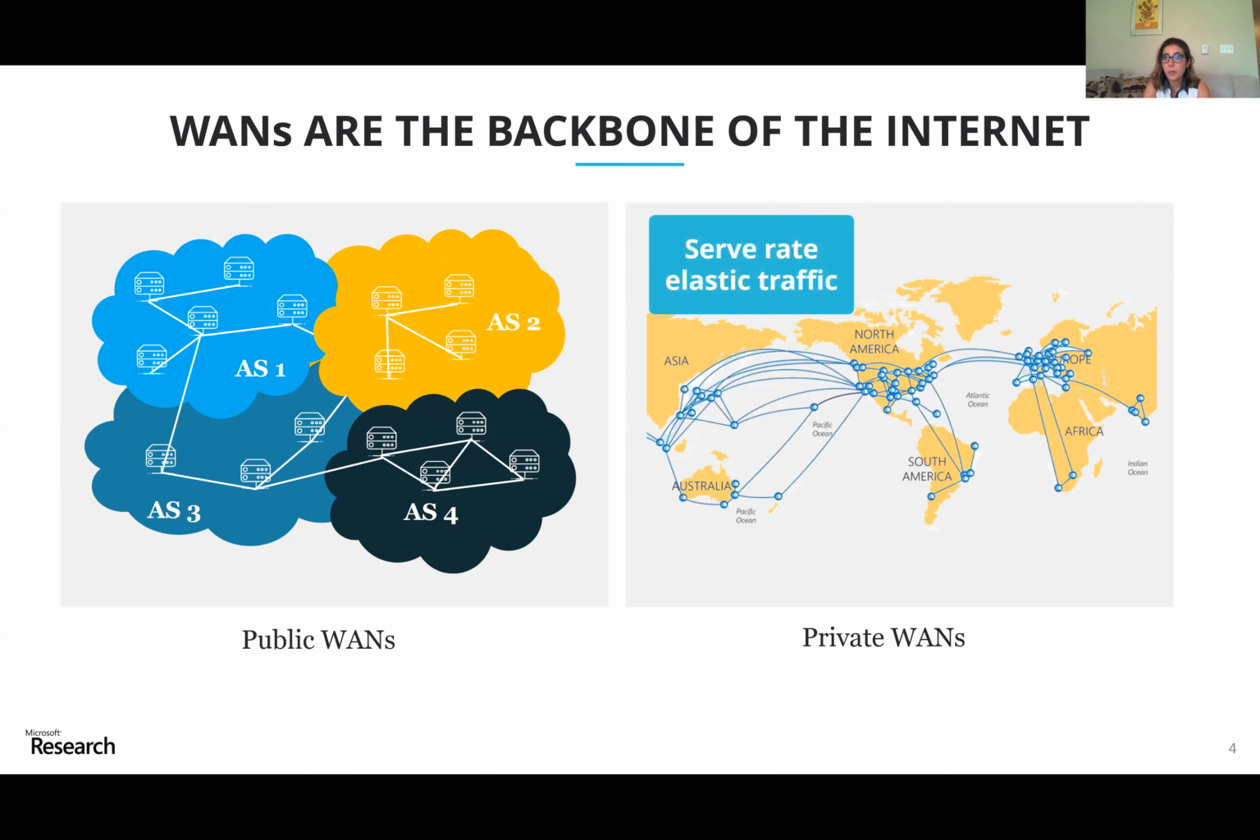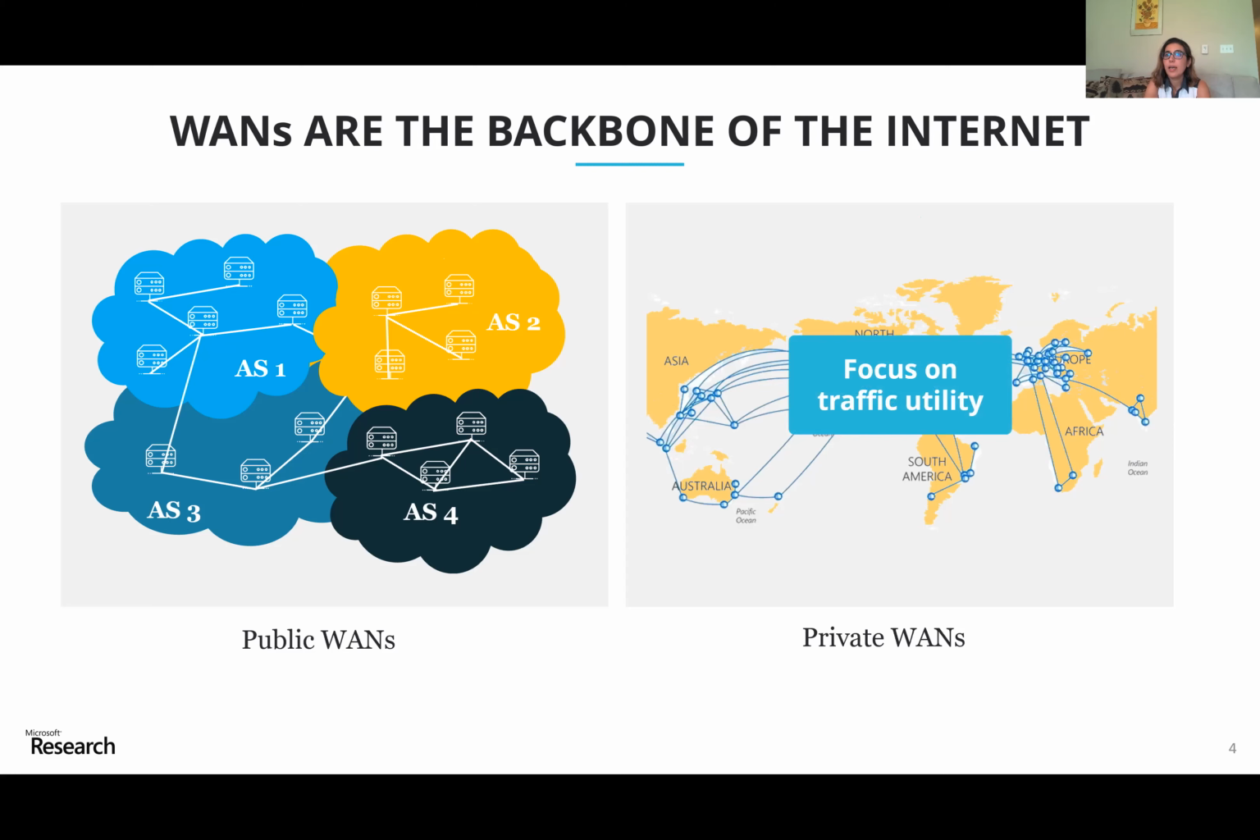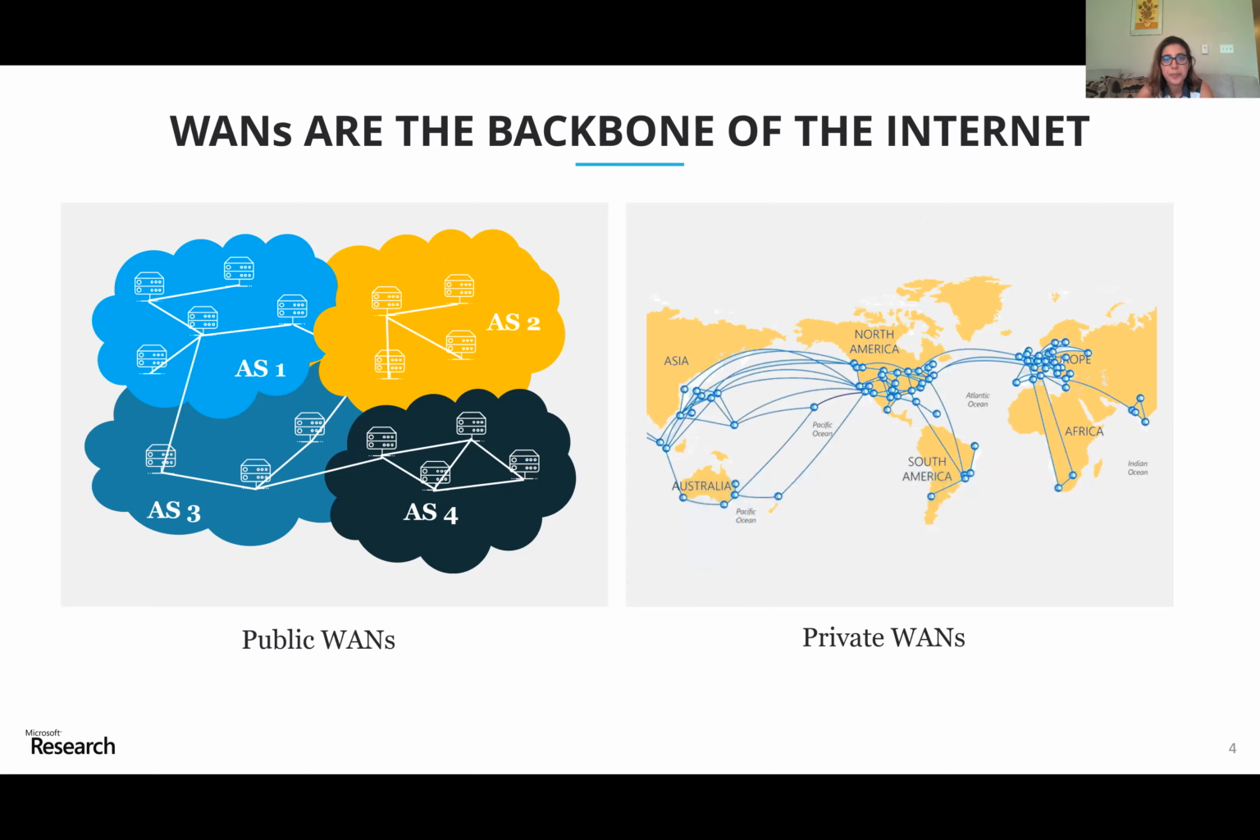On the flip side of that, private WANs serve rate elastic traffic, and because they typically tend to be expensive to provision, they push for high utilization. And they focus on traffic utility as their main objective. And again, as we mentioned earlier, because they are managed by individual organizations, we have the luxury of actually using centralized controllers to optimize how traffic moves through them. Algorithms such as SWAN and B4 are examples of what operators do in order to route traffic through these networks in a way that can satisfy a number of different objectives.